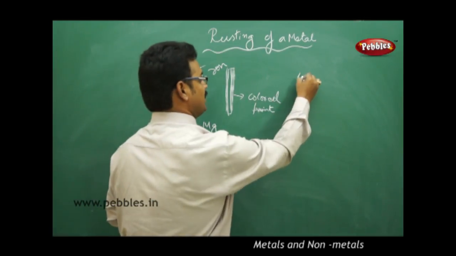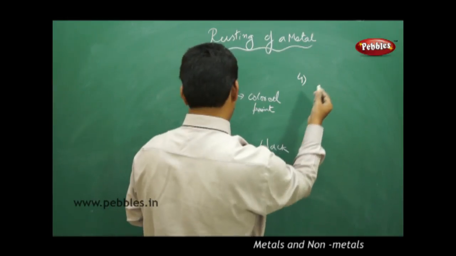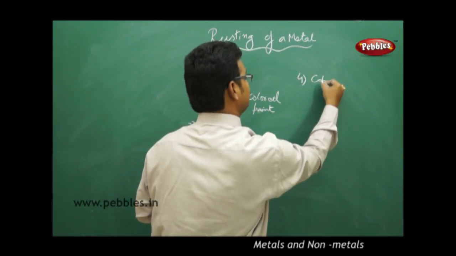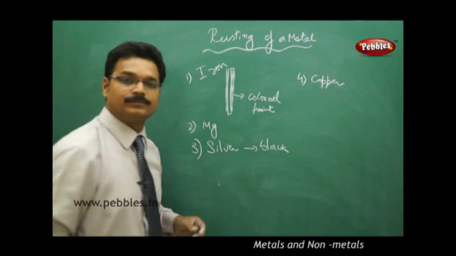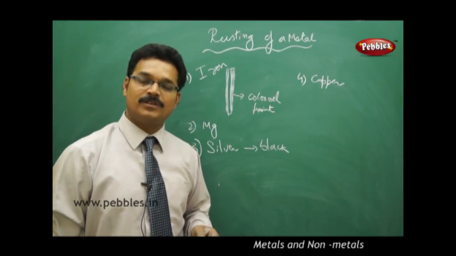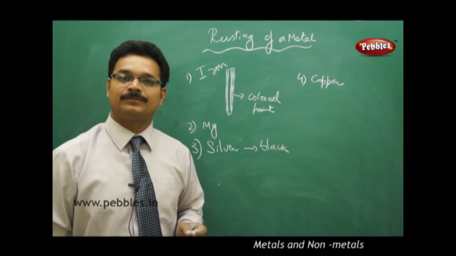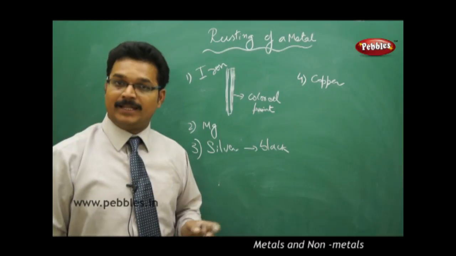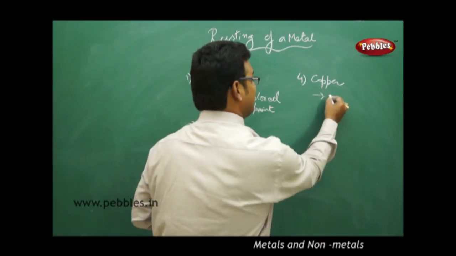Now take the other example, like copper. You can see copper statues, copper vessels. These are good in nature, but if you expose them to air for a longer time, again they will change into dull green.